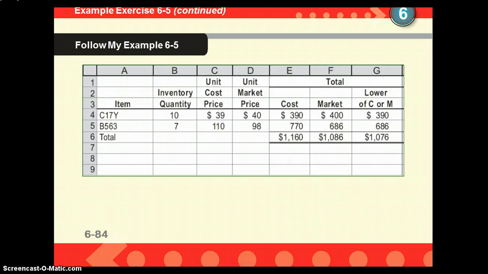Hopefully this is what you valued it at. You'll see for our item C17Y, 10 times 39 unit cost price is 390. 10 times our unit market price, 40, is 400. Lower of cost or market is the 390, so cost is lower. 7 times 110 gives us a cost of 770. 7 times the market price of 98 gives us 686. In this case, market price is lower. We total, and we are complete. Hopefully you got that correct.